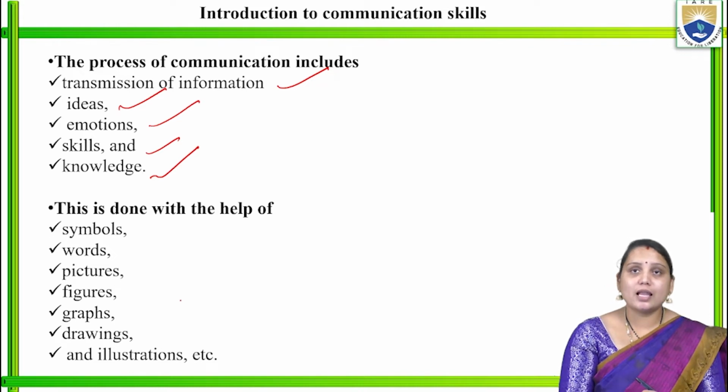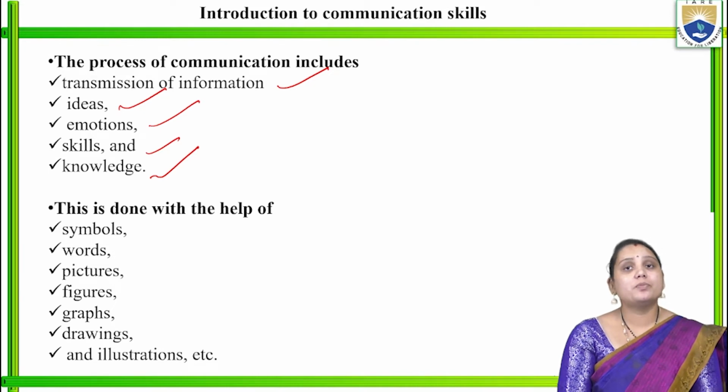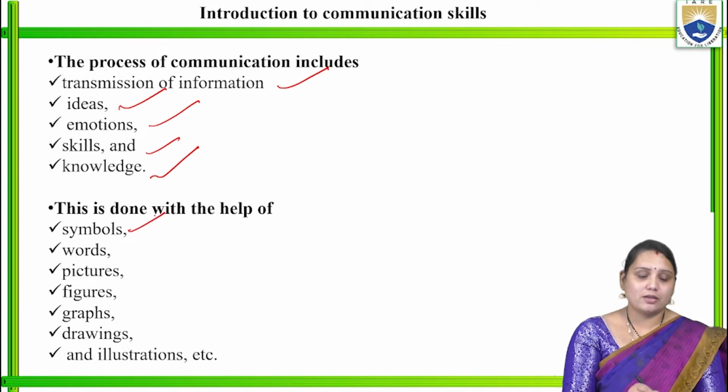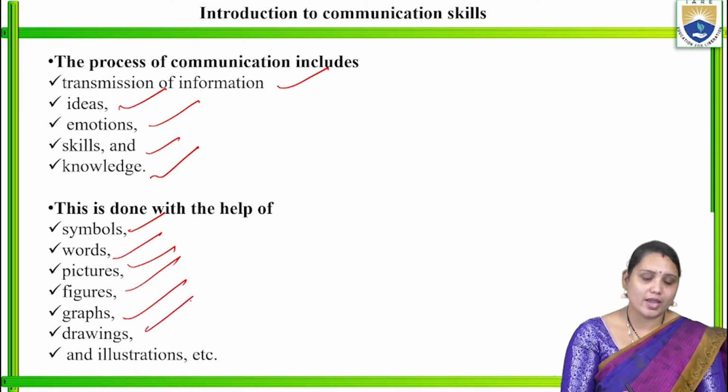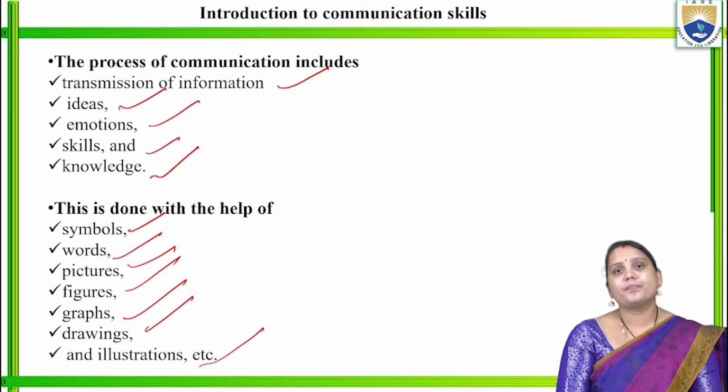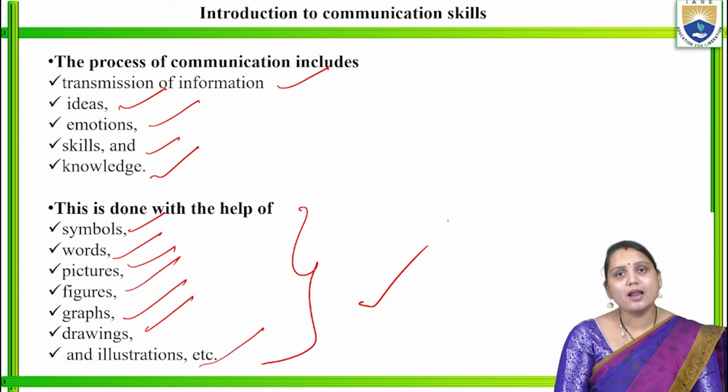Next, how is this made possible? Is it made possible only through verbal communication? No, it is also possible through symbols, words, pictures, figures, graphs, drawings and illustrations. Communication is not only possible through vocal modulations and verbal speech. It is also possible through all these elements, such that we can excel in communication skills.